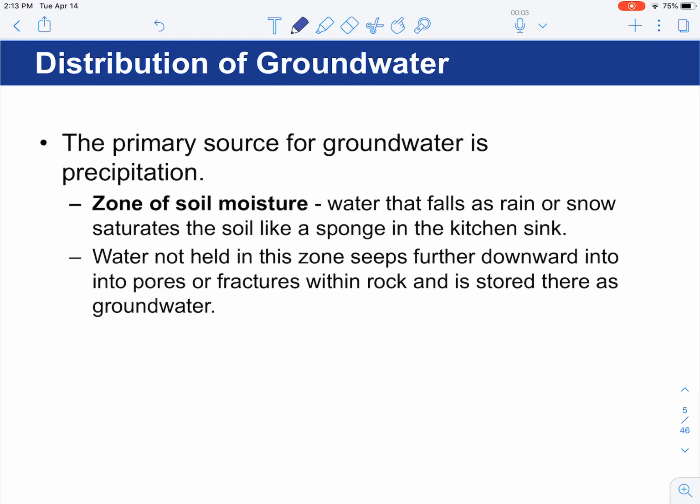So snow and rain fall from the sky, and that water percolates down through the soil and then through pores between sediment and rock below. And it's stored there underground in reservoirs that we call aquifers. Obviously, for agua, there's the root of that word. So you can think of the ground as like a sponge, analogous to a sponge in the kitchen sink. So it has a capacity to store this water.